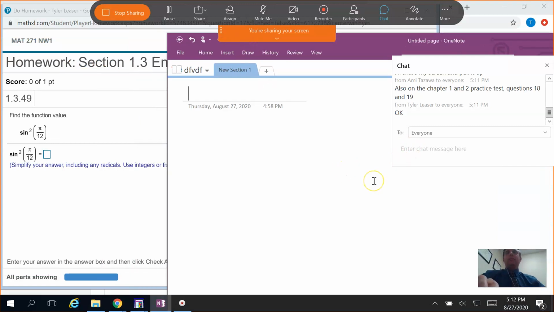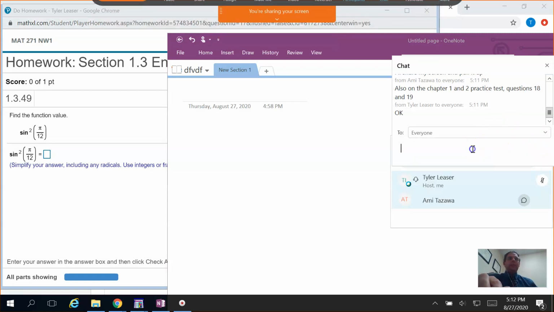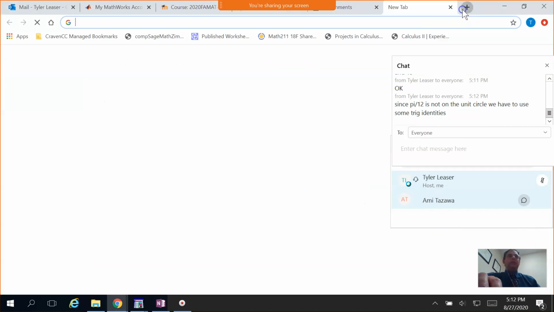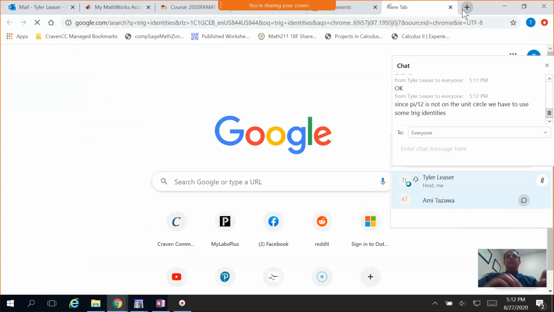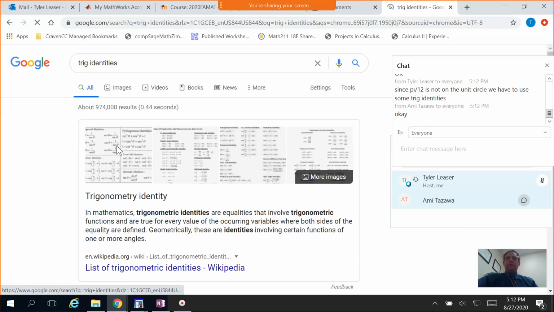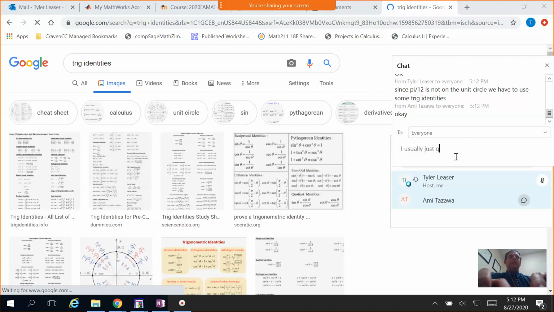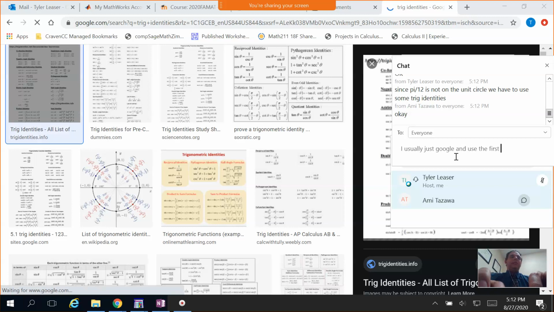Okay, so for this question, since pi over 12 is not on the unit circle, we have to use some trig identities. So what I'll do is I'll just kind of Google trig identities. I usually just Google and use the first image.